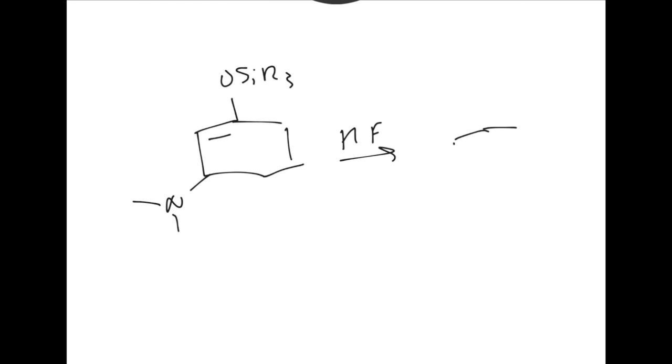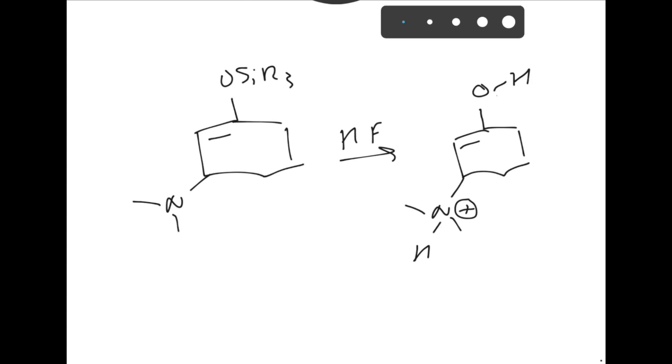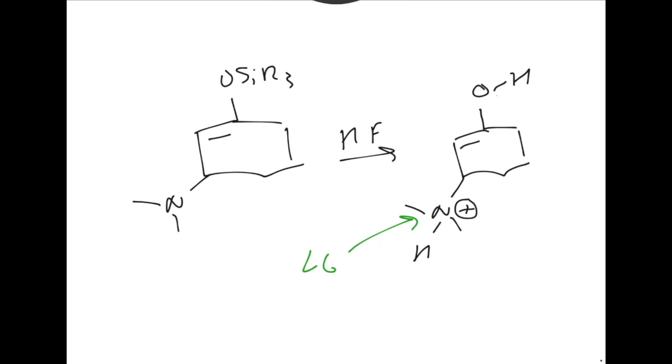So they add HF. You end up protonating. You remove your silicon, and you end up protonating your nitrogen. Again, we've made a good leaving group. These electrons can come down over and push out the nitrogen, right?